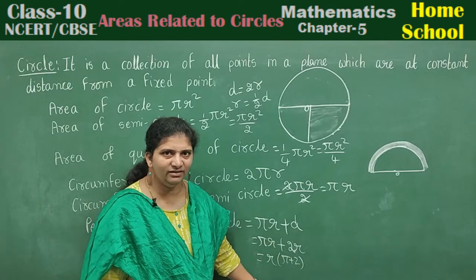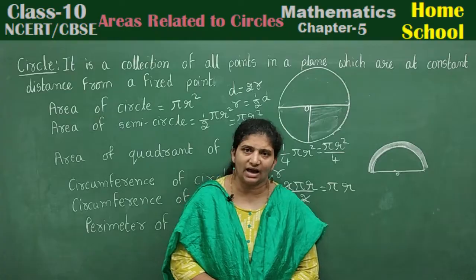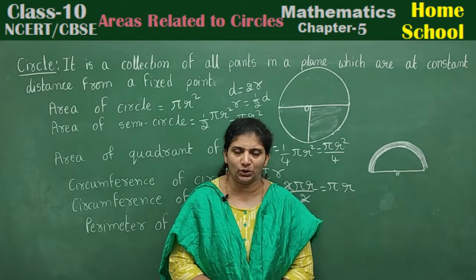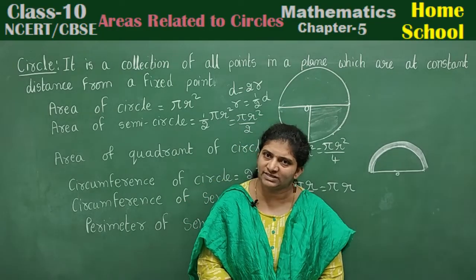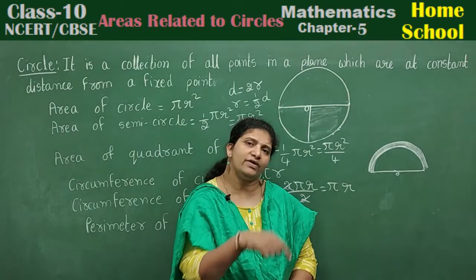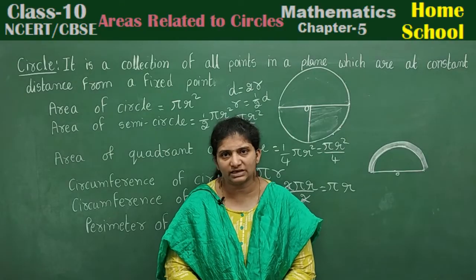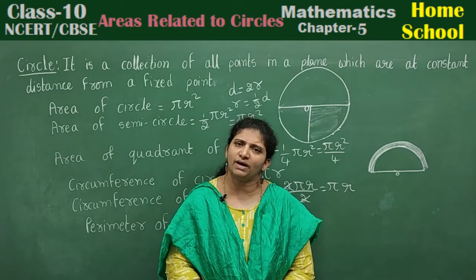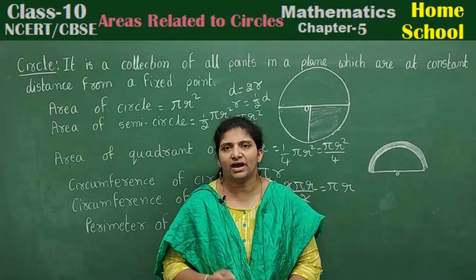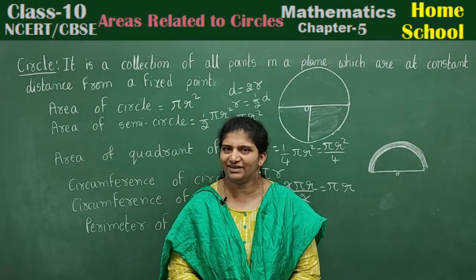Okay, is this clear? Once again, let's see all the formulas. Area of a circle, pi r square. Area of semicircle, pi r square by 2. Area of quadrant of a circle, 1 by 4 pi r square. Circumference of a circle, 2 pi r. Circumference of semicircle, that is 2 pi r by 2. Perimeter of a semicircle, pi r plus diameter, or pi r plus 2 times radius.